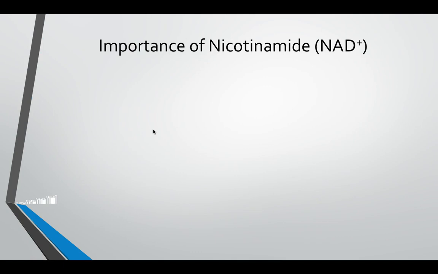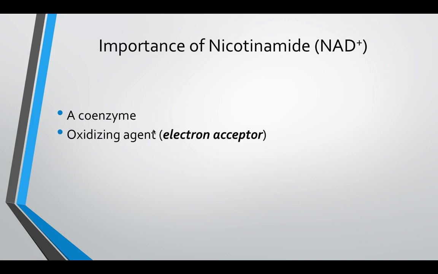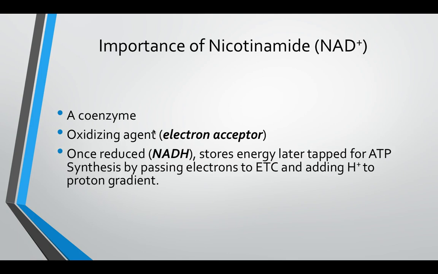So, why are NAD and FAD important? NAD is a coenzyme. It's an oxidizing agent, meaning it is an electron acceptor. When it is reduced to NADH, it stores energy that's later tapped for ATP synthesis by passing electrons to the electron transport chain and adding protons to the proton gradient. So the oxidized form of nicotinamide is NAD+, and the reduced form is NADH.